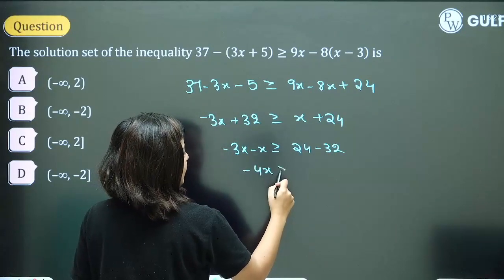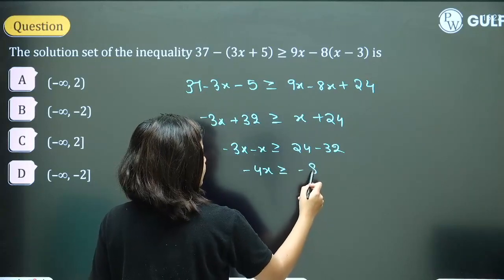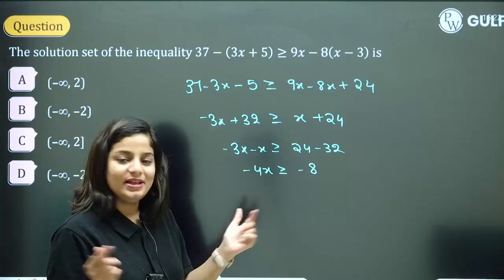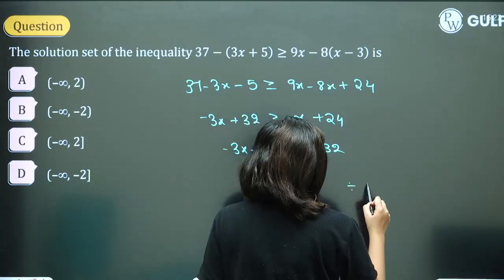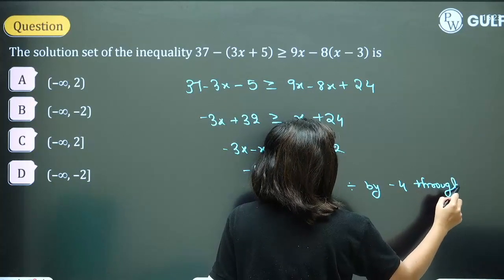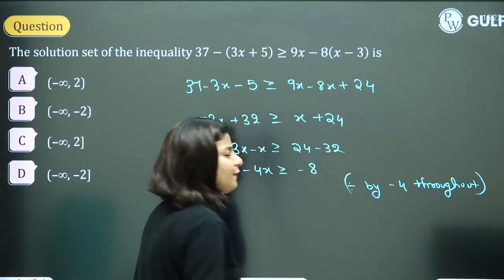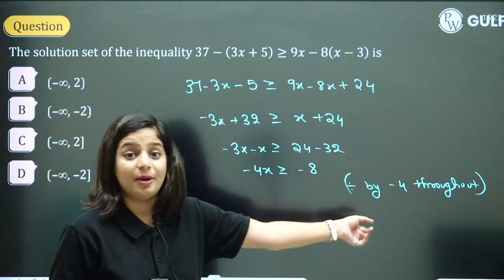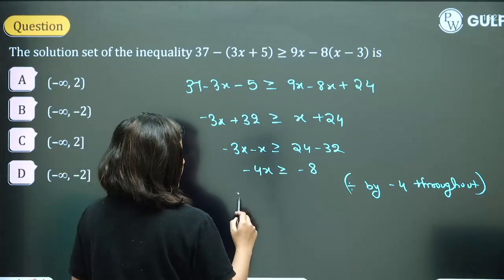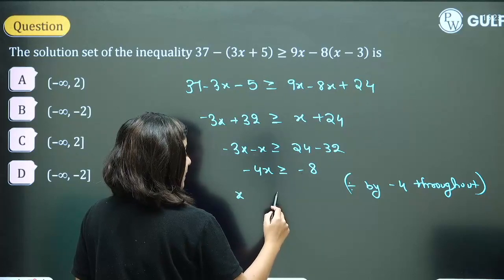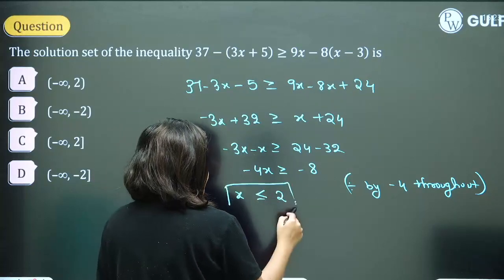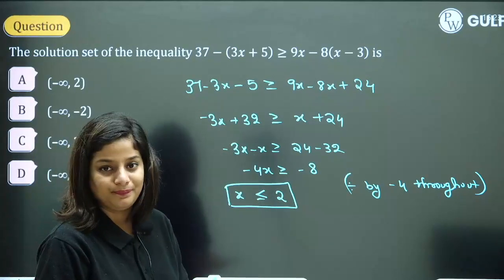Minus 4x is greater than or equal to 24 minus 32. Now I just want x, I don't want minus 4. So best is to divide by minus 4 throughout. My dear students, if you're dividing with a negative number, what happens to the inequality? If I'm dividing with minus 2, this will become x, the other part will become 2, but greater than or equal to will turn into less than or equal to. Do you agree with me? You have to agree.